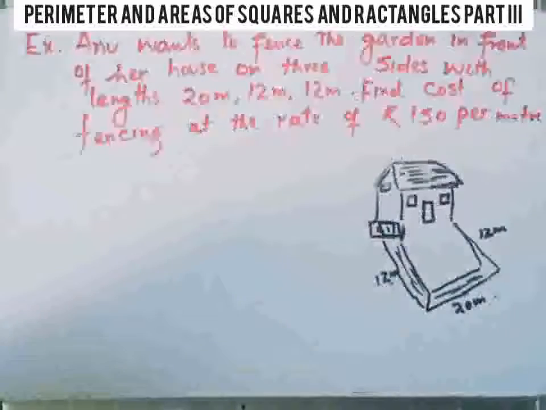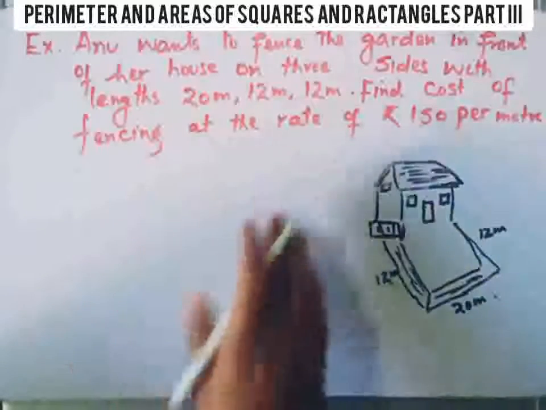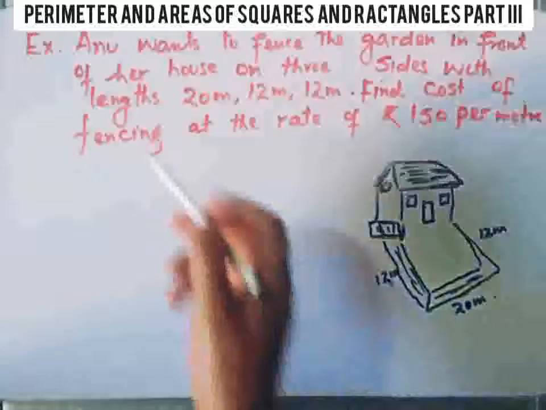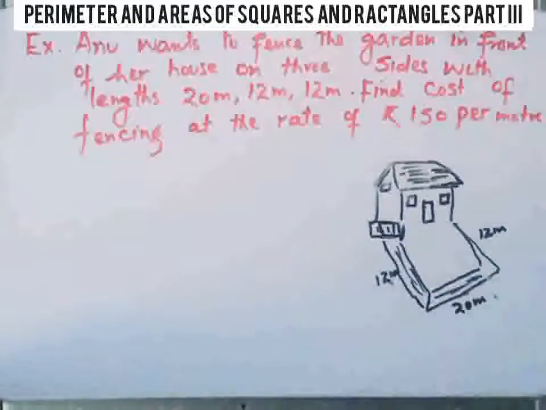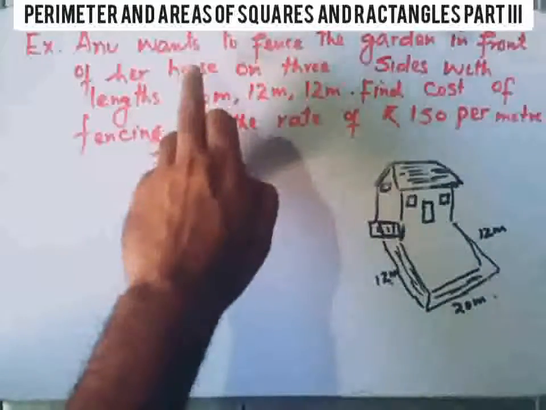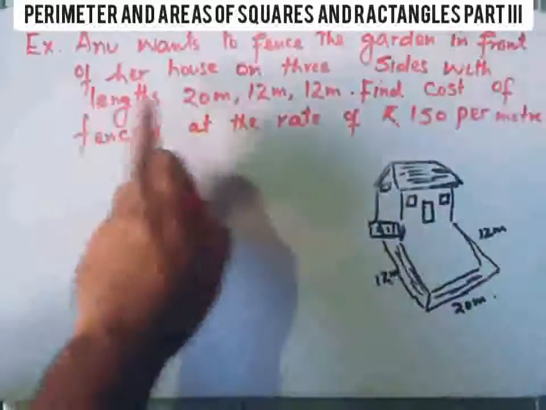Let's take another example. Now there is another example. There's a girl, Anu, who wants to fence the garden in front of her house.